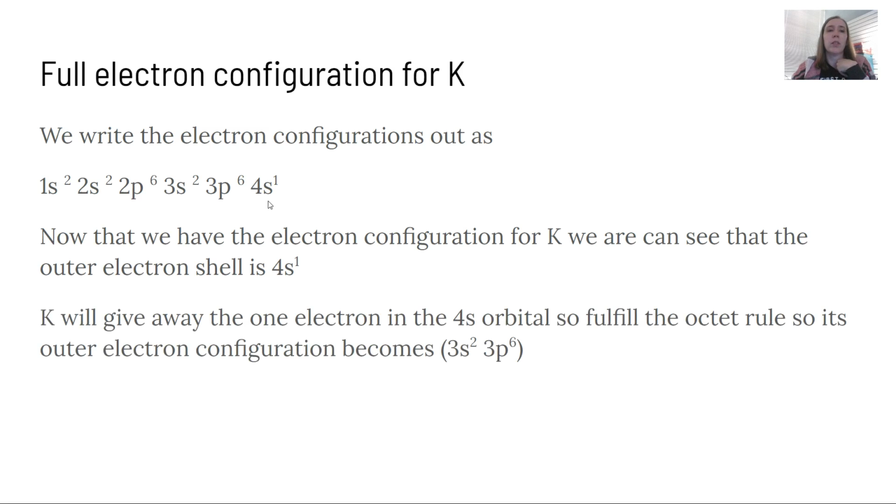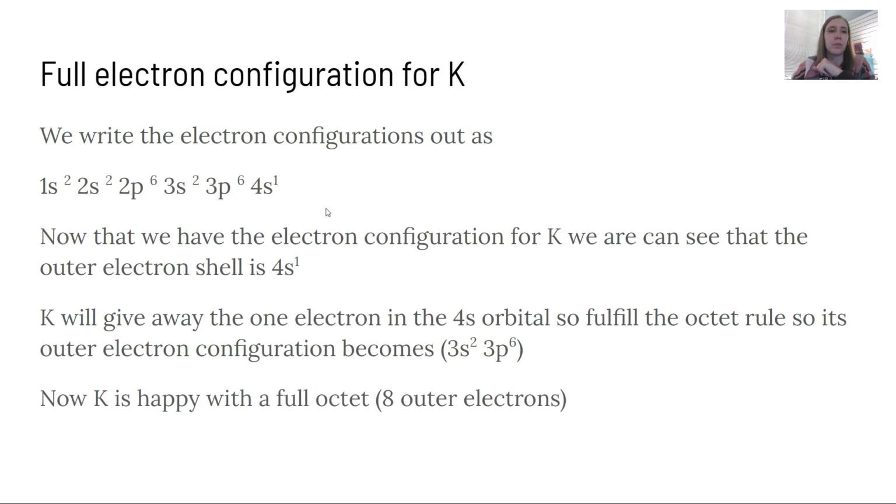So potassium is going to give away 1 electron in that 4s orbital to fulfill the octet rule. So its outer electron configuration becomes 3s2, 3p6, which is 8, 2 plus 6. I have 8 electrons here in the 3s, 3p outermost shell. Now I've gotten rid of this 4s1 electron, and now I have fulfilled the octet rule. I have 8. So potassium is happy with a full octet, 8 outer electrons.